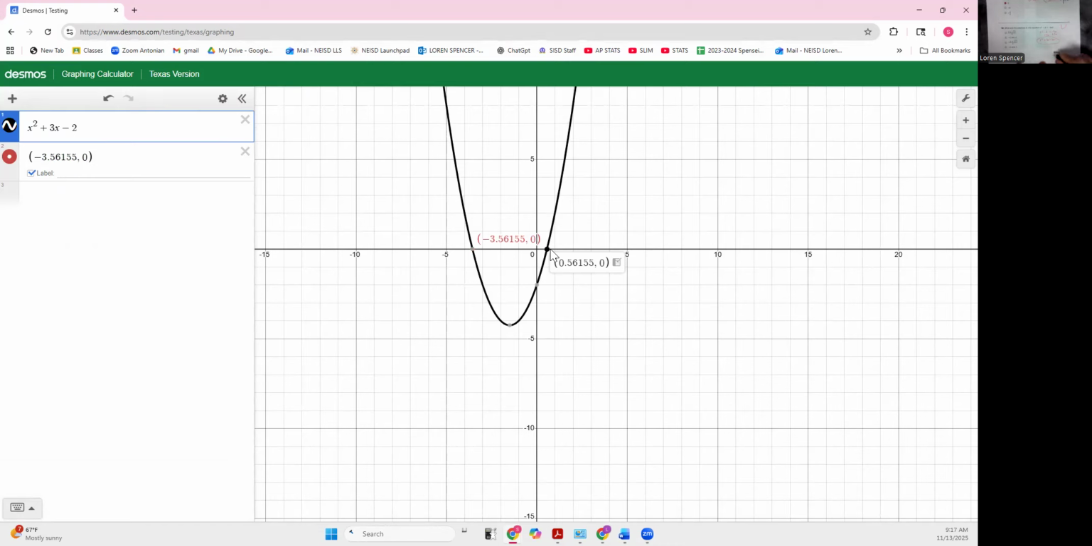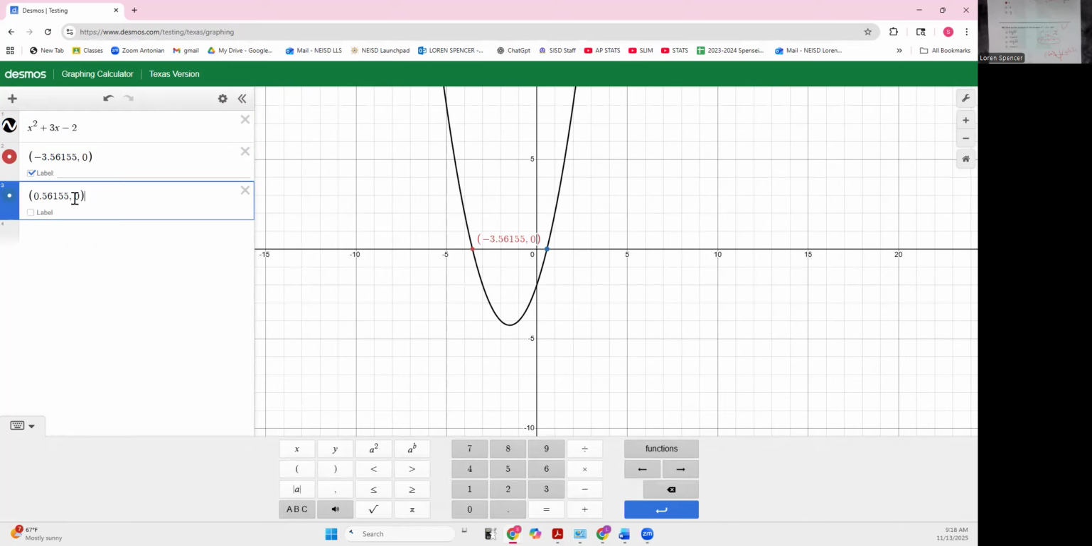So we have, what do we have? We have a negative 3.56, comma 0. And we also have a 0.56, comma 0. So now we need to look at our answer choices and see which ones give us that. Now that's a little bit of a pain. So we're going to sit there and go, okay, which ones give us those values?